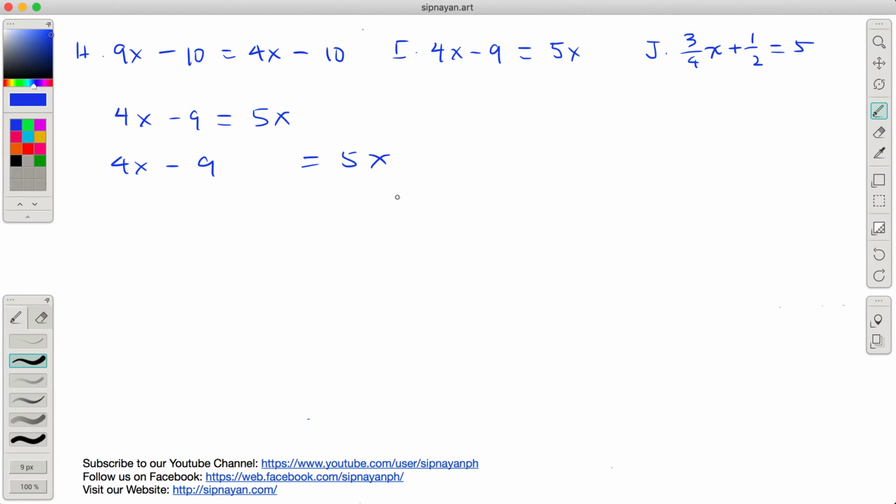So, pag ilalagay natin yung x sa right-hand side, ibig sabihin tatanggalin natin itong x dito by subtracting 4x. So, 4x minus 4x equals 5x minus 4x dapat. And 4x minus 4x is 0, meaning yung negative 9 na lang natira dito. And 5x minus 4x equals x. So, this is the answer. X equals negative 9.